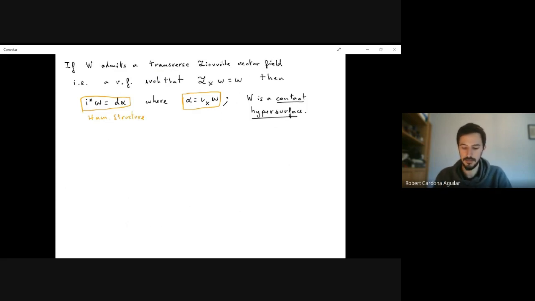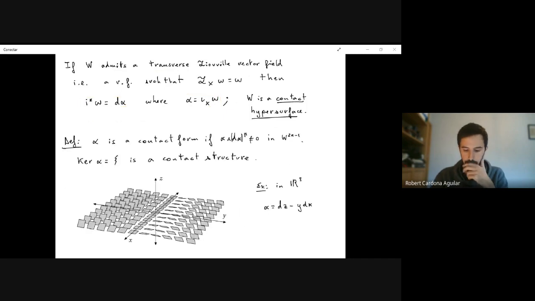So this only happens when you have this Liouville vector field transverse to it, and then we say that omega is a contact hypersurface. And well, this defines contact structures. In general, a contact form, if you fix a form, is given by a one form which satisfies this equation here. So this is exactly what is satisfied by this alpha restricted to W.